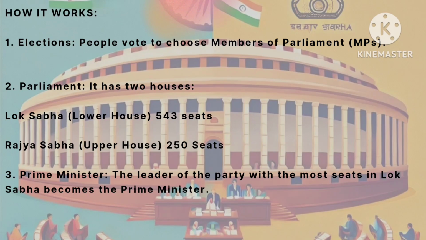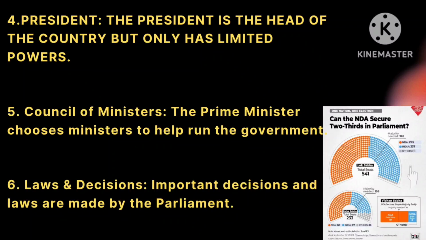How does it work? Elections: people vote to choose members of Parliament. It has two houses: Lok Sabha, the lower house, which holds 543 seats, and Rajya Sabha, the upper house, which holds 250 seats. Prime Minister: the leader of the party with the most seats in Lok Sabha becomes the Prime Minister. The President is the head of the country, but only has limited powers.